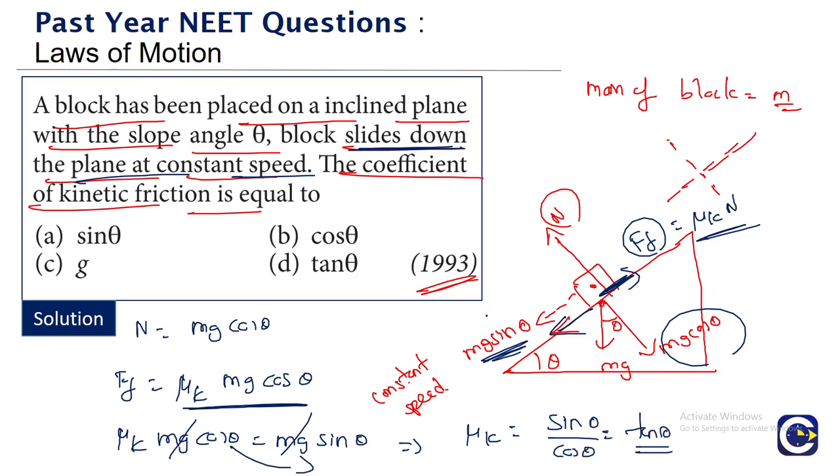So they are asking us the coefficient of kinetic friction. What is the value? It is nothing but tan theta. Option D is the right answer. Okay.